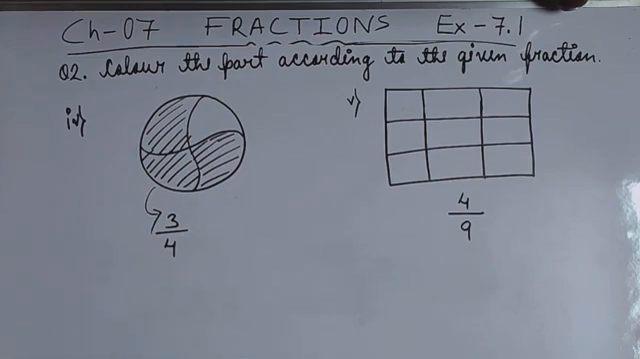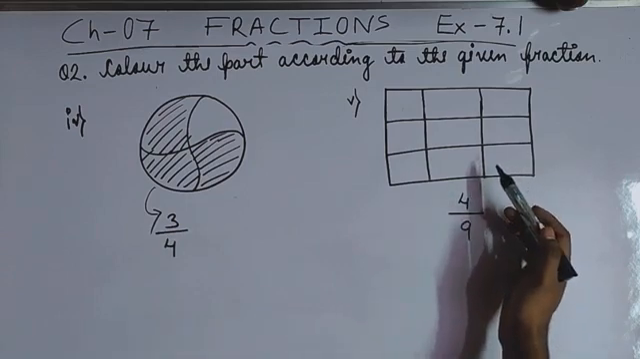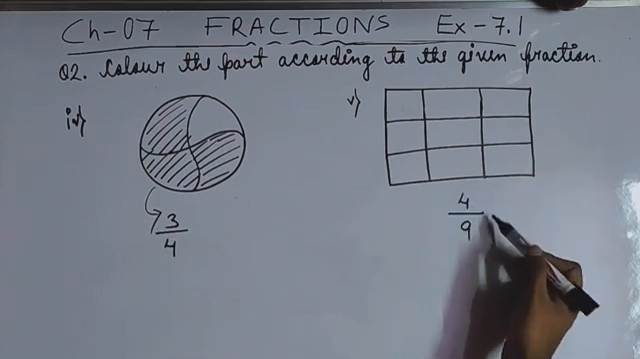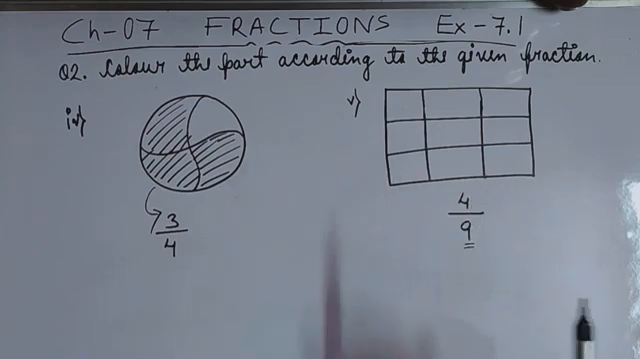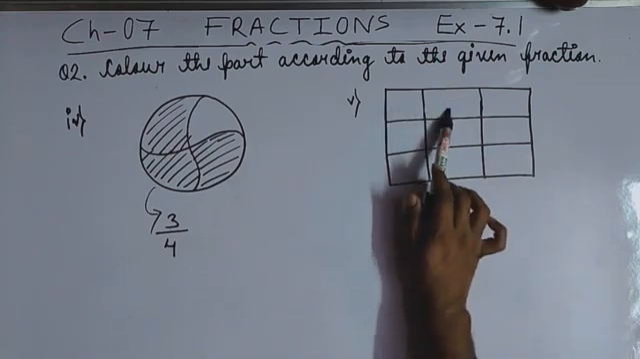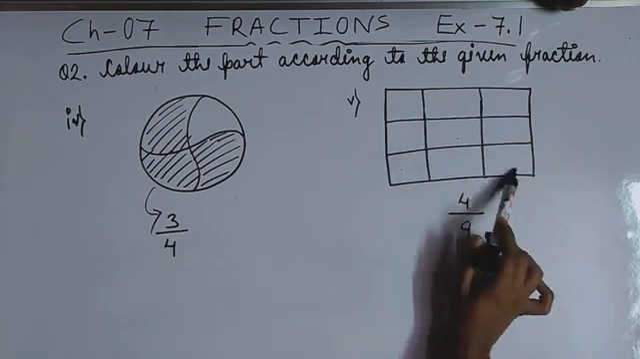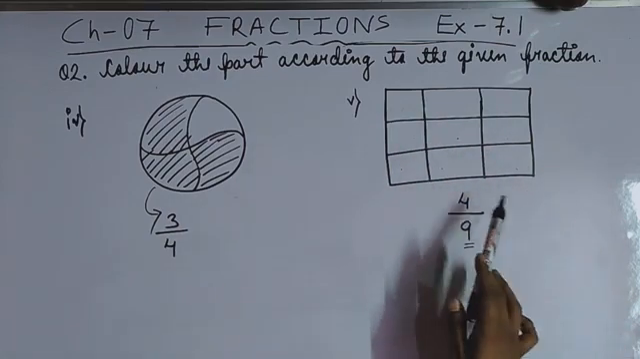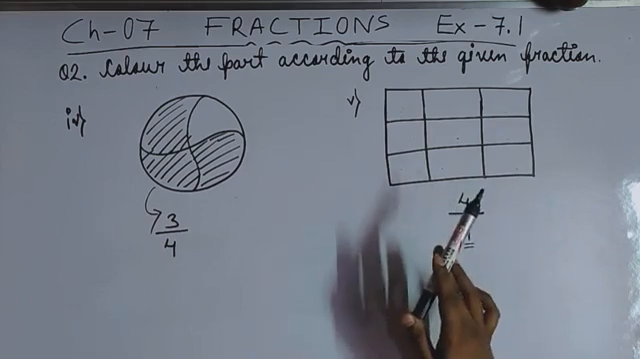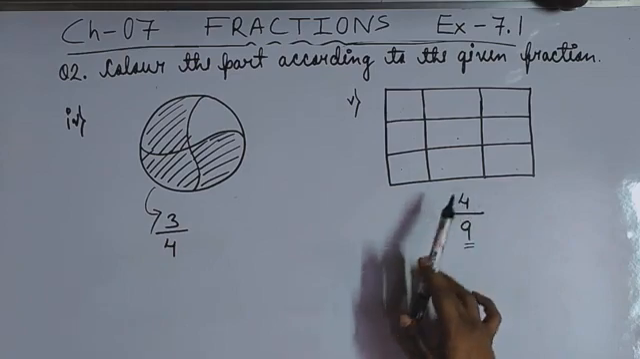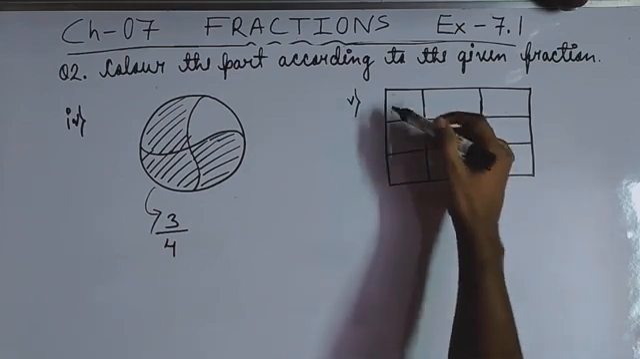Now come to the 5th part of your question number 2. In this part, a figure is given to you, and below that figure a fraction is written, 4/9. Since here the denominator is 9, this figure has to be divided into 9 equal parts. If you see, 1 2 3 4 5 6 7 8 9. So there are 9 equal parts, out of which we have to color 4. So we can color any 4 boxes to represent 4/9. So I am coloring this one.